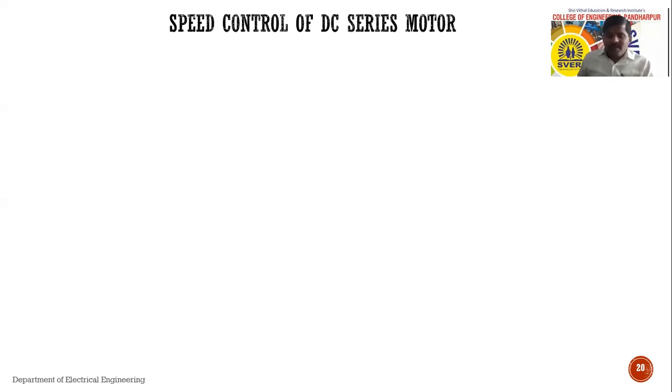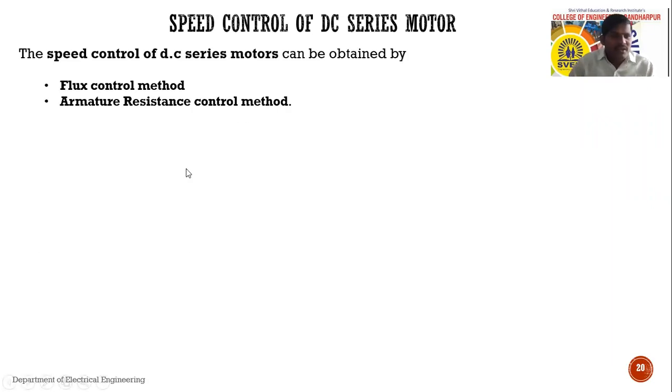So there are some methods to control the speed of DC series motor. The speed control of DC series motor can be obtained by using a flux control method, and second, the armature control method. That means by controlling the armature voltage, we are able to control the speed of DC series motor, and by controlling the flux produced by the series field winding, we are able to control the speed of DC series motor, right? So these are the two techniques according to the equation.